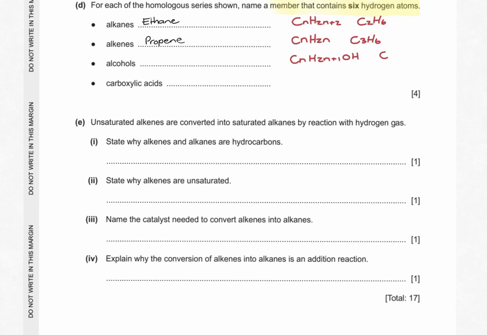So here we have to take into account that there's 2 parts of hydrogen. So to have 6 hydrogens, we need 2 carbons. So we'll have an ethanol.